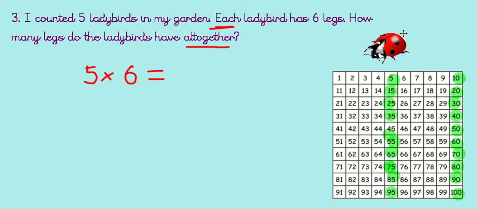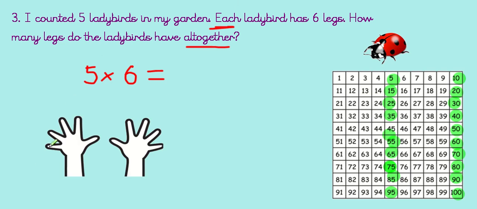Okay, so you've probably noticed that we've made 2 straight lines on our number square this time, haven't we? One sort of in the middle there and one at the end. And we know that when we count in 5s, our numbers always end in a 5 or a 0, don't we? Well done.